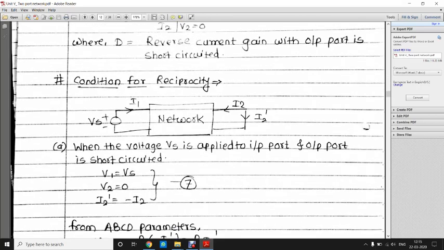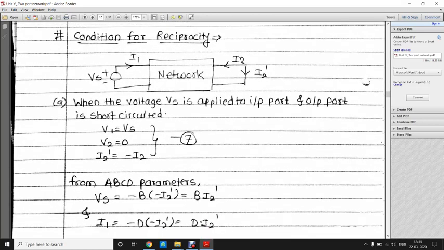Then again there are the condition of reciprocity and the condition of symmetry. We have seen the definition of reciprocity: a network is said to be reciprocal if the ratio of excitation to the response remains the same even if we interchange the position of excitation and response. You can see the figure here. Here voltage Vs is applied to the input port and the output port is short circuited. All the input port parameters are denoted with suffix 1 and all the output port parameters are denoted with suffix 2.